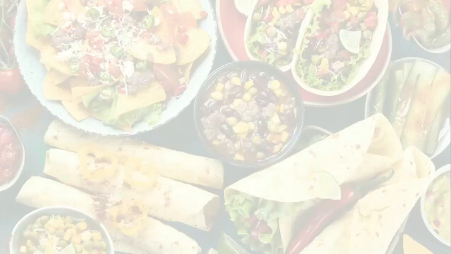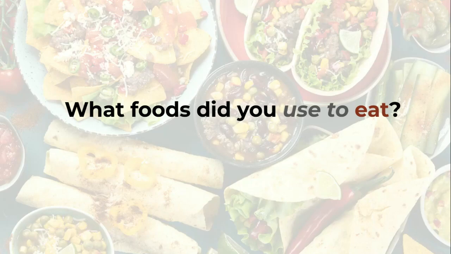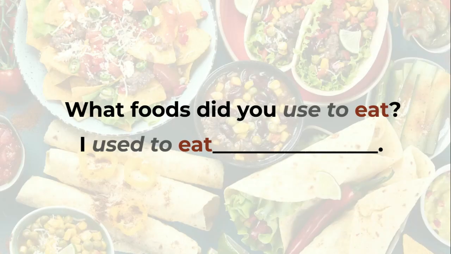All right, let's take a look at the next question. What foods did you used to eat? Okay, so again, in the past, were there certain foods that you ate that you don't eat anymore? All right, maybe they are too spicy for you now, or maybe you ate a lot more junk food as a kid than you do today. So, what are some of those foods? Here is your sentence stem. I used to eat blank. Pause the video, and when you're ready for the last question, hit play.